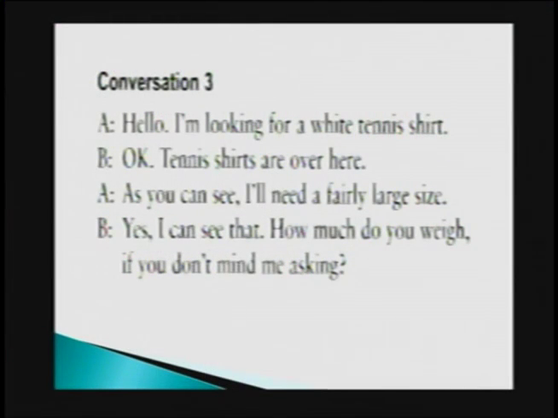Well, here we have a person looking for a white tennis shirt. Hello, I'm looking for a white tennis shirt. Okay, tennis shirts are over here.